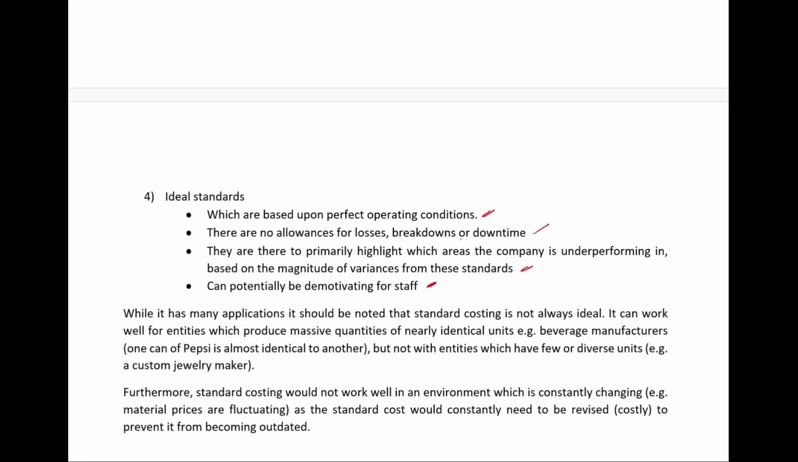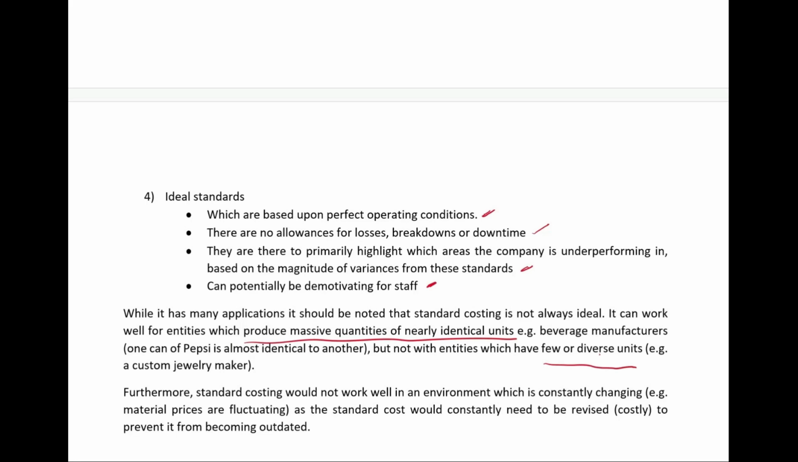While standard costing, as we've seen, has various benefits like we highlighted, it should be noted it's not always ideal. It can work well for entities which produce massive quantities of nearly identical products. So a can of cold coffee would be identical to the other 1,000 cans that are being produced in the factory. A can of Pepsi is identical more or less to another can of Pepsi. But if you have an entity with few units or a very diverse set of units, like a custom jewelry maker, every piece of jewelry will be different from the other. You can't really set a standard because every piece is different. So it won't apply there.